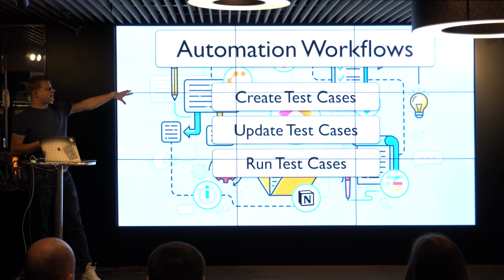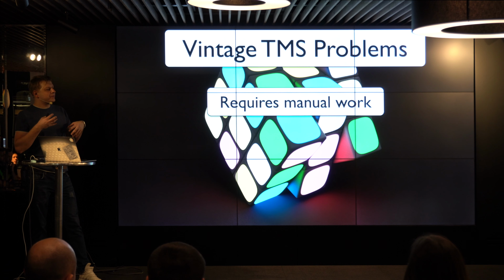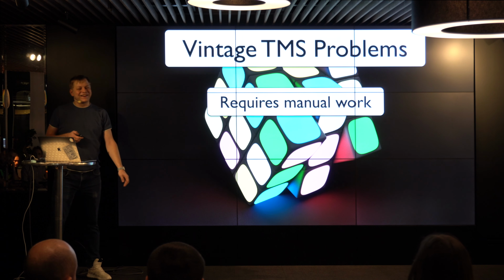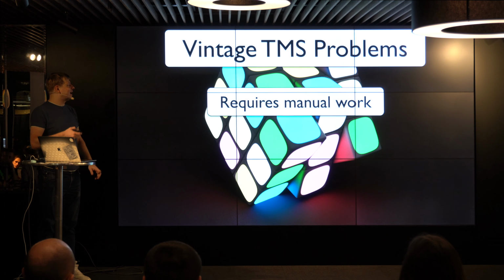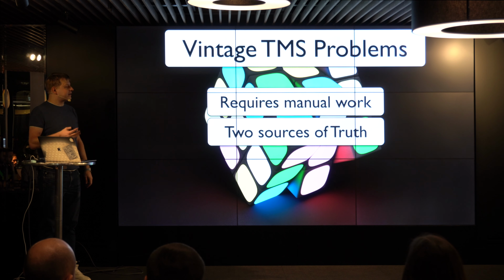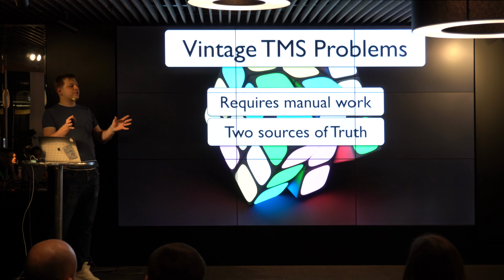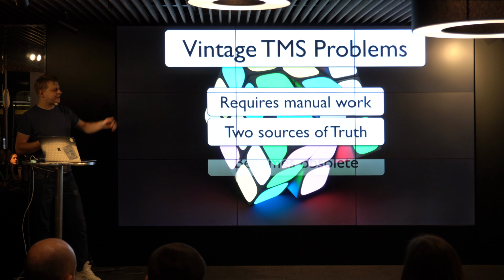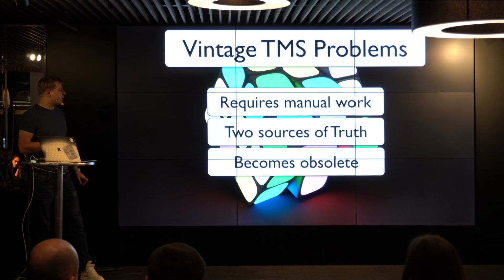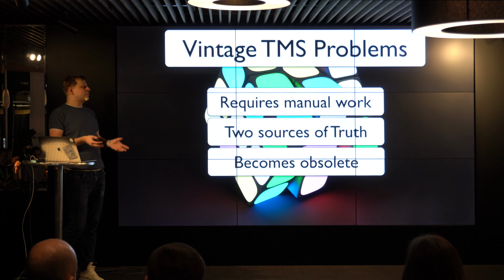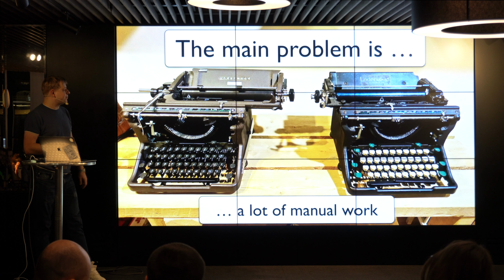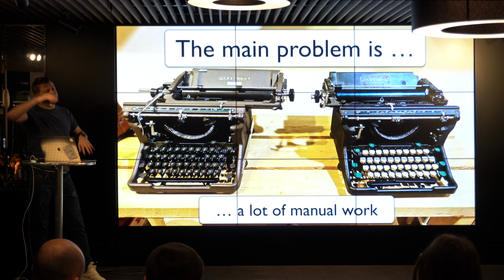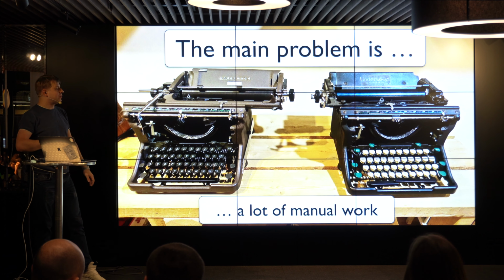So these are the three flows, and the vintage TMS. Which problems does any vintage manual TMS have? First of all, it requires a lot of manual work. Second, we always have two sources of truth, one in code, one in TestRail. The third one, tests become outdated really fast. And the last one is a poor mixed report. But I think the main problem is a lot of manual work.